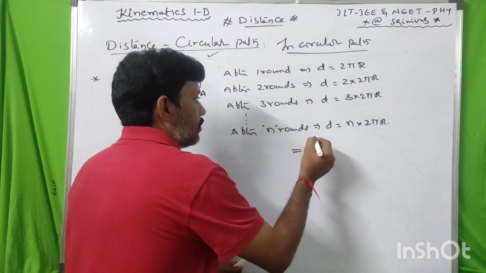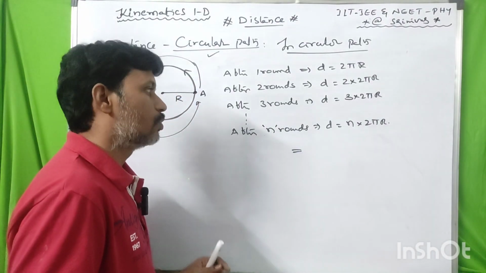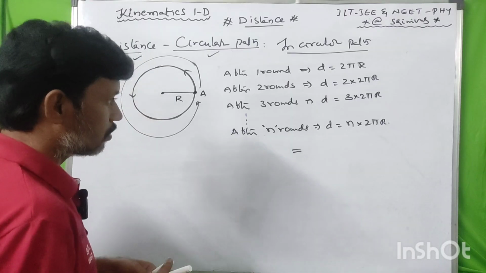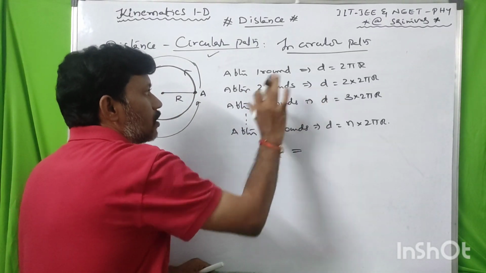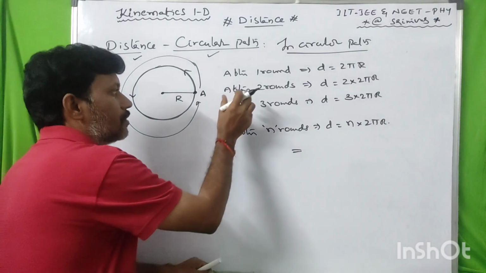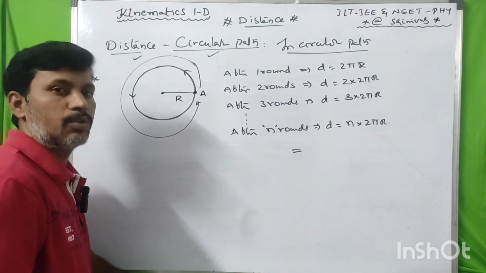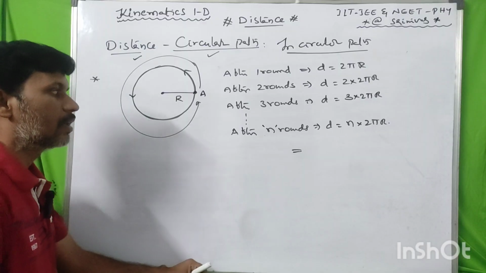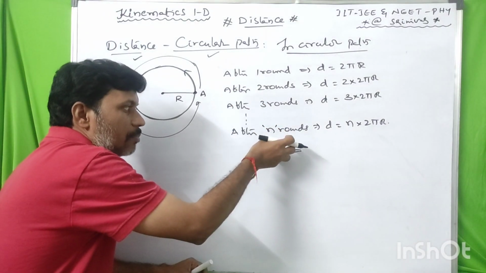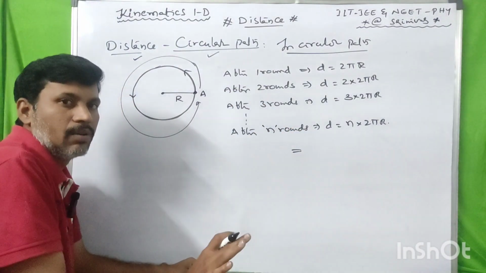Now after n rounds, d is equal to n into 2 pi r. After one round, d equal to 2 pi r. After completion of two rounds, d equal to 2 into 2 pi r. After three rounds, d is equal to 3 into 2 pi r. Like that, after n complete rounds, d is equal to n into 2 pi r.